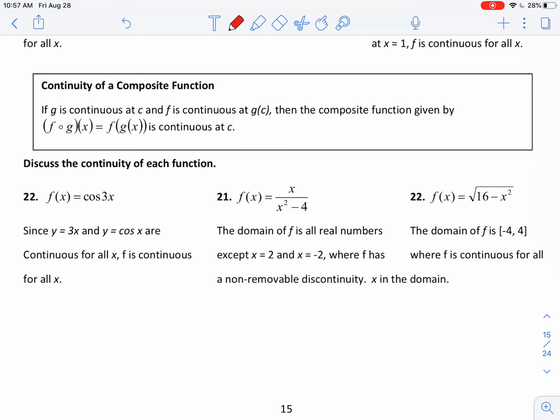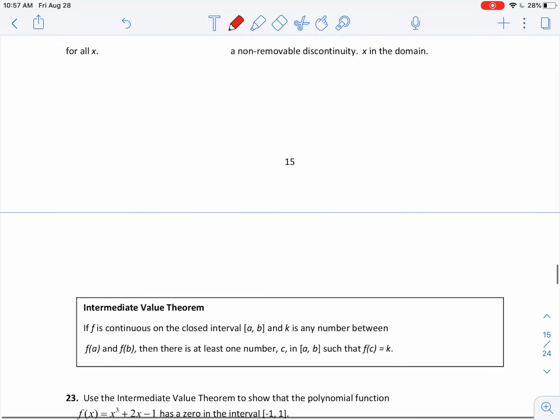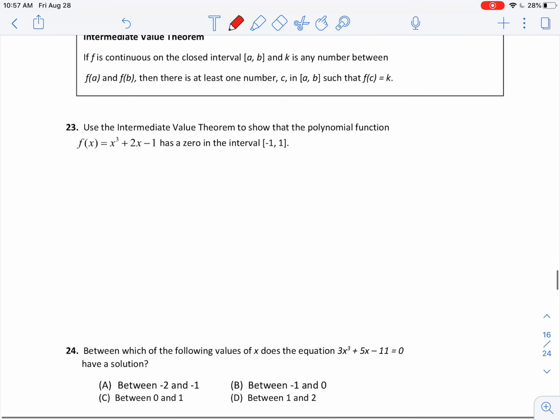Same thing here, continuity of a composite function. For 22, since 3x is continuous and cosine is continuous, cosine of 3x is continuous. All right, the intermediate value theorem.